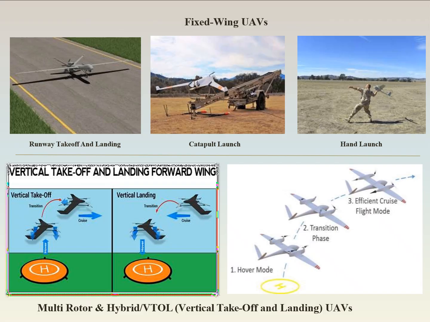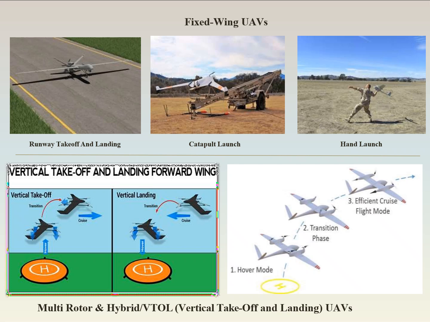Let's talk about how drones get into the air. Fixed-wing drones need a runway, a catapult, or even a hand toss to take off, kind of like launching a paper airplane. Multi-rotor and hybrid drones, though, can lift off straight up like a helicopter. That's called VTOL, or vertical takeoff and landing. This makes them super flexible for tight spaces. Imagine launching a drone from your backyard versus needing a whole runway.